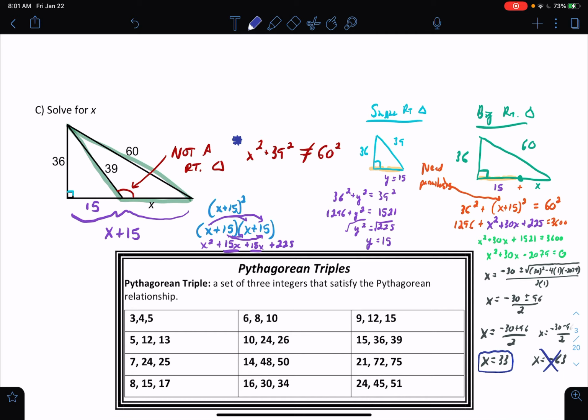All right, and the other part that we need to make sure we're doing is (x plus 15) squared correctly. This is not x squared plus 225. You're missing the middle term. So please, please, please do not distribute the squared. You need to multiply the two binomials together.